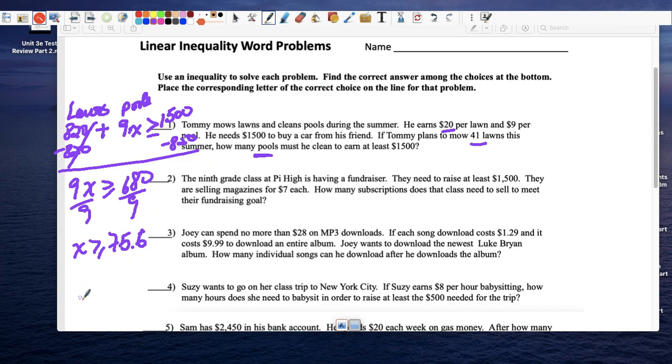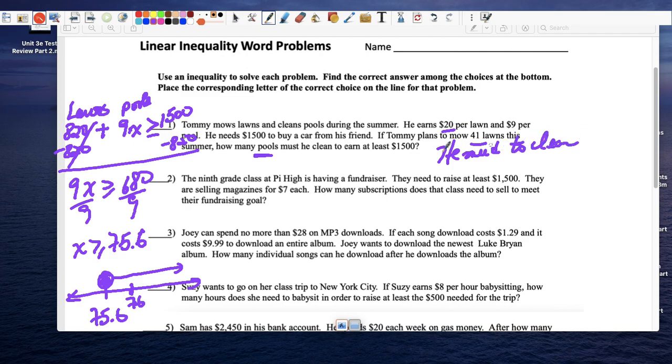So if you draw a number line, right, you're going to put 75.6 over here. So if he cleans 75.6 or more, he's going to make that $1,500. But can you clean 75.6 pools? No. So what's the next full number after that? The whole number after that? 76. So the minimum number of pools he needs to clean, so the answer will be X, the number of pools, has to be greater than or equal to 76.